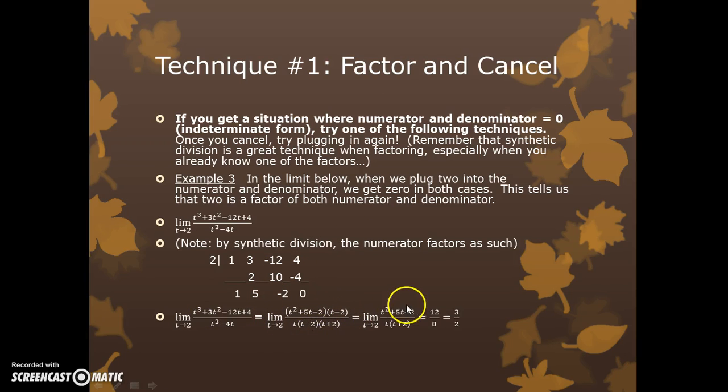When we cancel, we're left with the limit as t goes to 2 of t squared plus 5t minus 2 over t times t plus 2. And now when we plug in 2, just like we did in the previous example, we get something that's not indeterminate form anymore. We've canceled out the problem. In this case, we're left with 12 over 8, which reduces down to 3/2, which is the value of the limit.